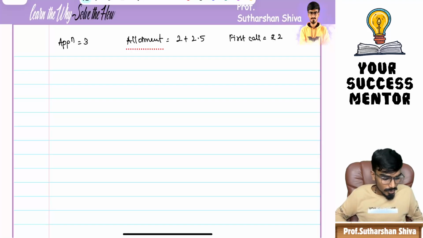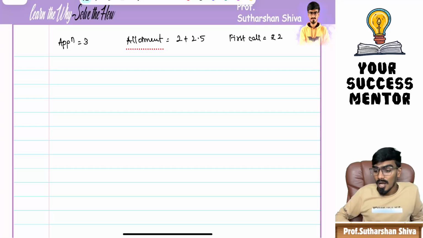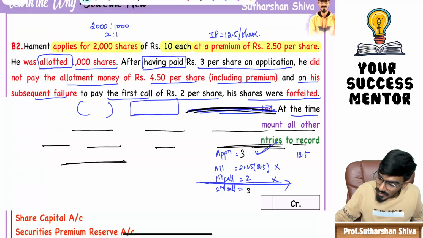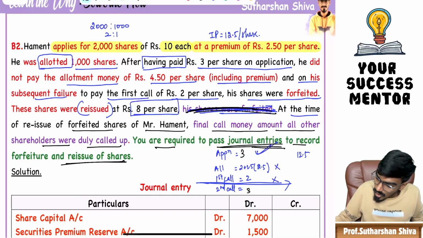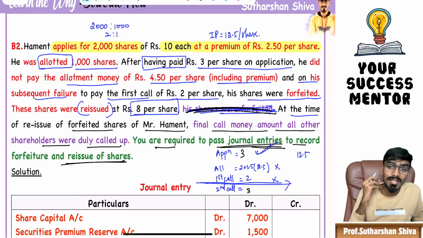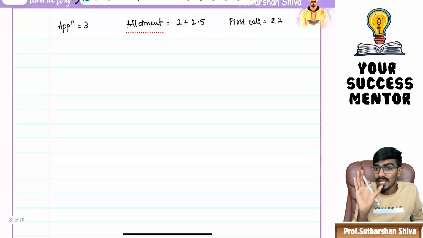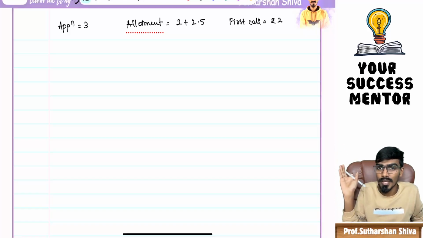Why will the final call not come into the picture? Because the final call amount on all other shareholders was duly called up, correct? All other shareholders only are being called up with the other values. For Hemant, they are not asking that. Since he is already not paying the first call money, he will never pay the final call money.